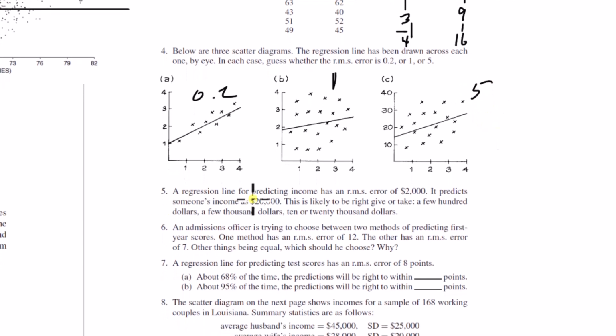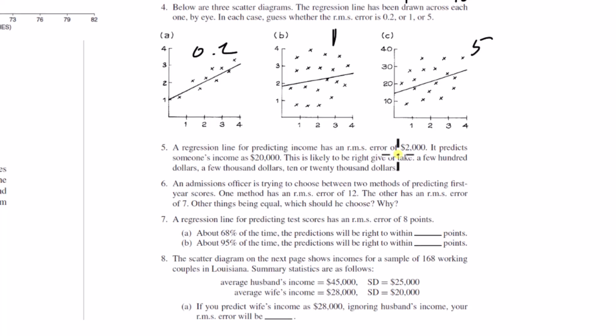A regression line for predicting income has an RMS error of $2,000. It predicts someone's income as $20,000. This is likely to be right, give or take a few $100, a few $1,000, or $10,000 or $20,000. So we have a regression line for predicting income. The RMS error is $2,000. Now we get a prediction for someone's income as $20,000. So how likely is this to be correct? Well, that's exactly what the RMS measure is giving us.